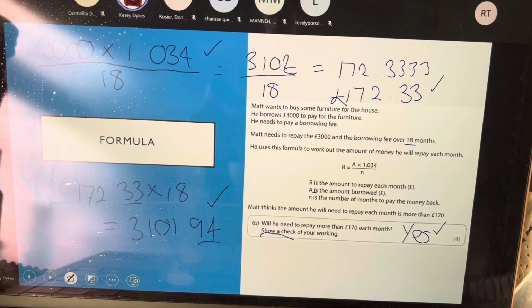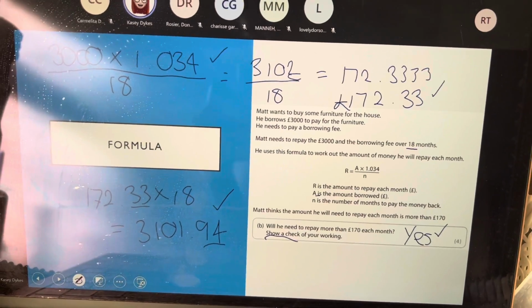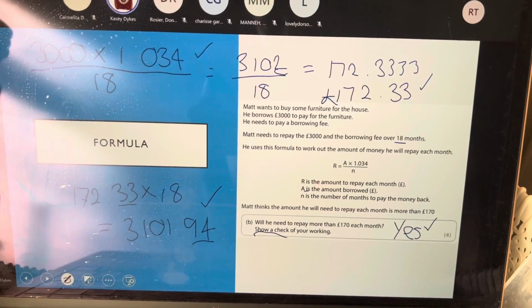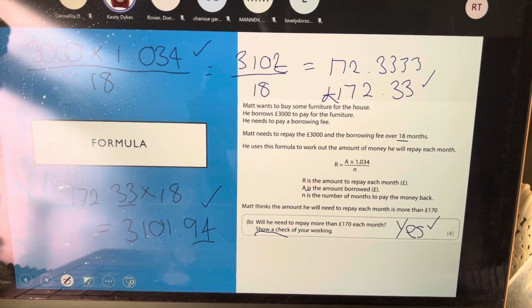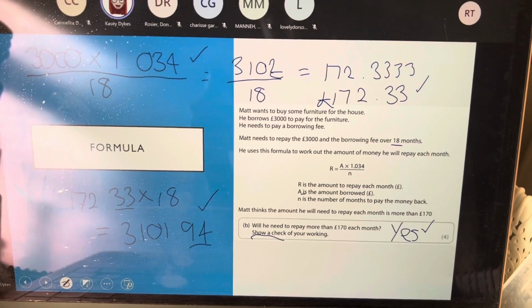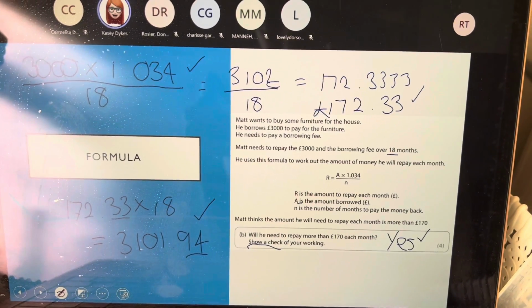If you've left it on your calculator of all the 3s, you will come back to the 3102, which is fine. But if you get that answer, don't let that panic you. That's okay. It's just because you've rounded your answer. But it's close enough that it's a valid check.